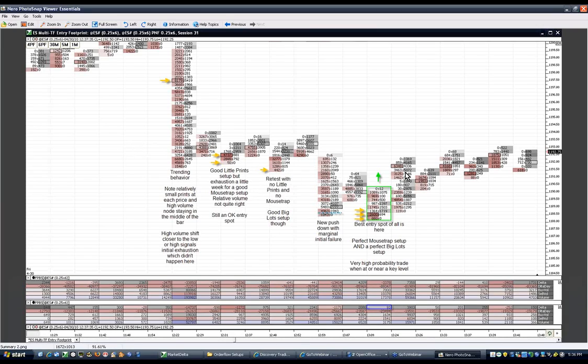So this next level down here is obviously another level. It's not the same level. And again, I do remember these levels. This 93 was really important for a while, and this 88, 89 level is really important. So now we come down here. We got a new level. We push down, and again, there's that marginal failure.